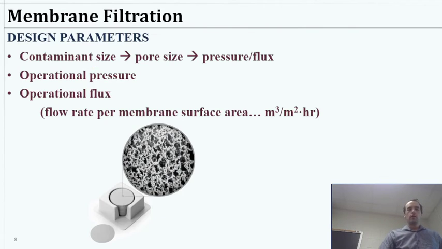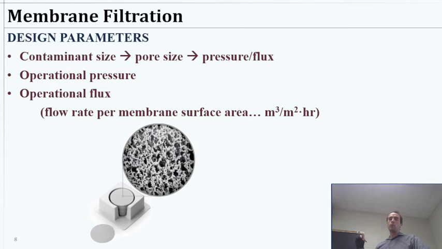All right. So let's get into how membranes are actually designed, and then we'll talk about what they look like in practice. I mentioned already, design parameters really depend on the contaminant size that we're looking for, right? So if we need to remove viruses, then we're going to try and get a pore size that is small enough to prevent virus passage through the membrane. That contaminant size is dictating the pore size, which then dictates what kind of pressure we need.